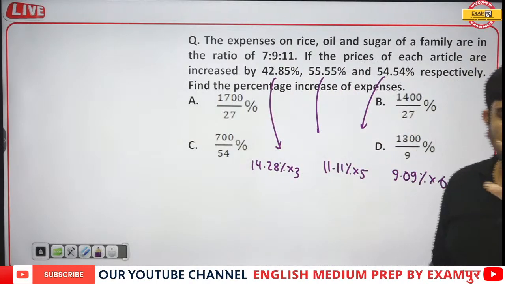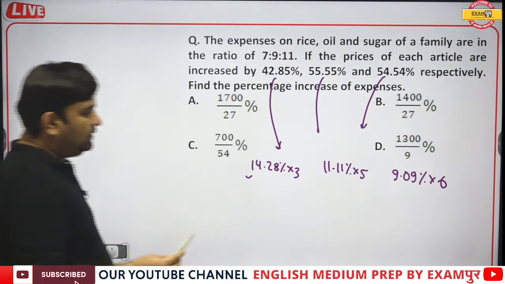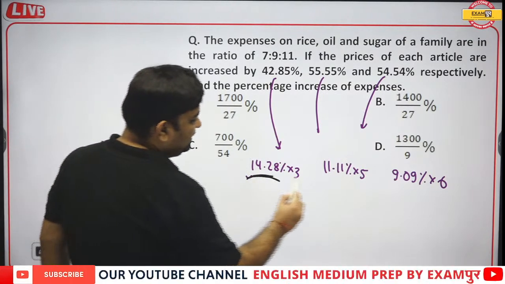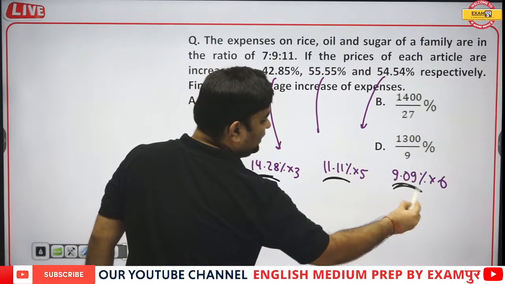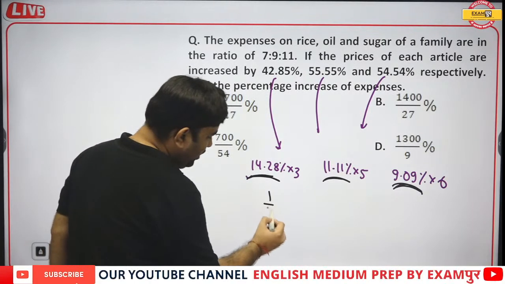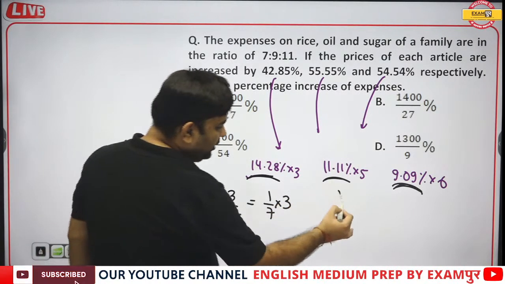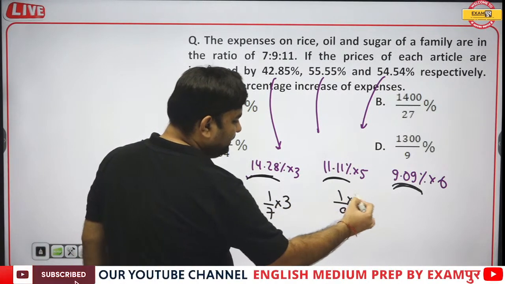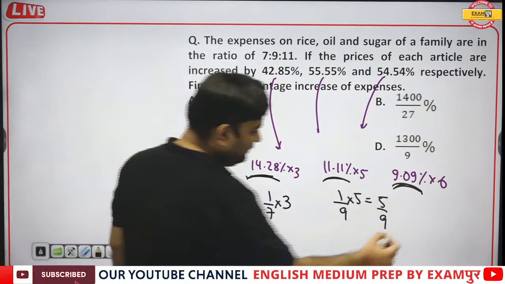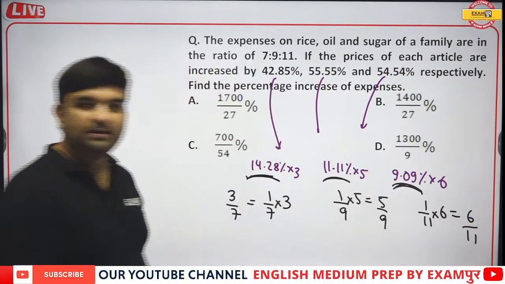Okay, I just told you the 5 to 6 important percentages and they all were the part of it. 14.28, 11.11, 9.09%. Guys, what is 14.28? 1 by 7. So 1 by 7 into 3, 3 by 7. It is 1 by 9 into 5, so 5 by 9. And this is 1 by 11. So 1 by 11 into 6, 6 by 11.